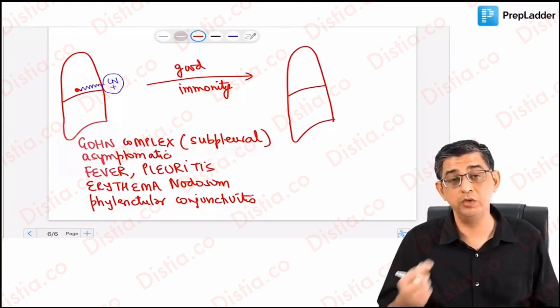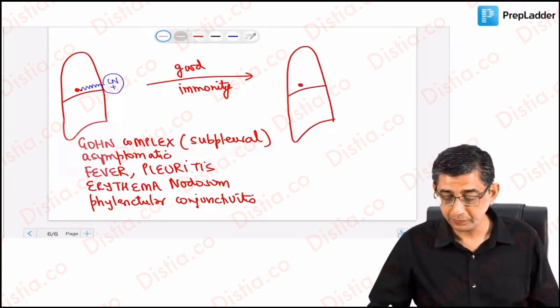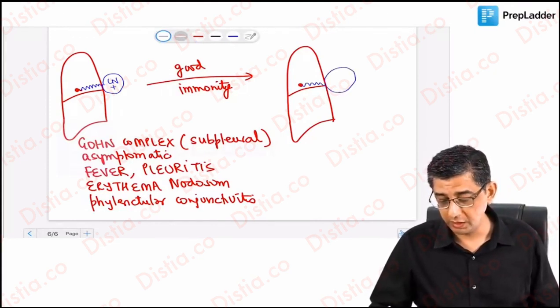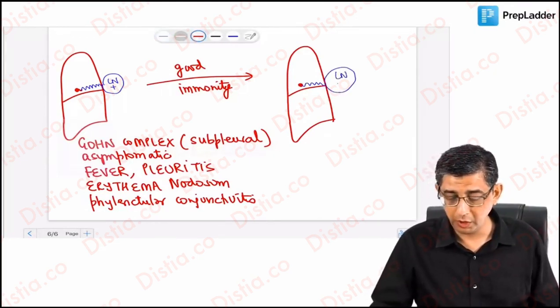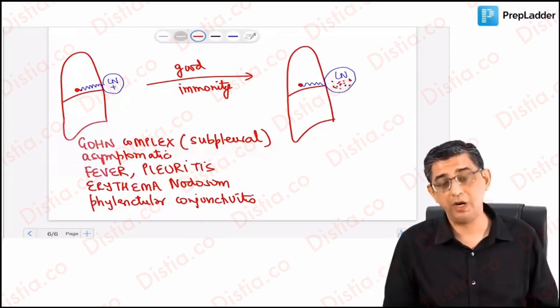There was a containment zone created. This is what I'm saying. This was the focus, the red dot. This was lymphangitis. Then I had developed a unilateral hilar lymphadenopathy, which is now teeming with tubercular bacilli. So I've just put some dots here to highlight the bacterial load.